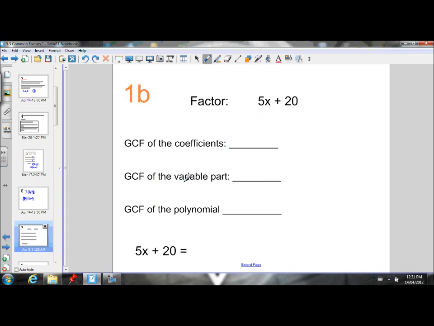So, if we want to factor 5x plus 20, we need to find the greatest common factor of the coefficients. So of the 5 and the 20, the greatest common factor is 5. Greatest common factor of the variable part, well, once again, there is no variable with the second term, so we can't common factor out any variables. That means the greatest common factor of this whole polynomial is just 5.